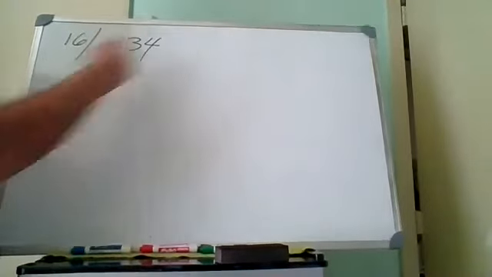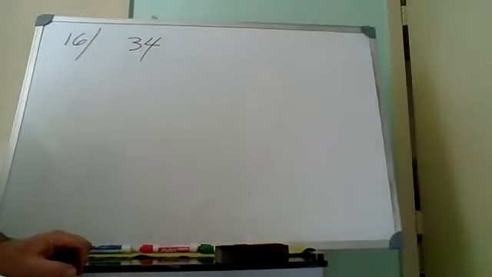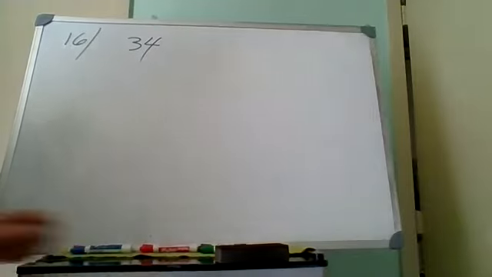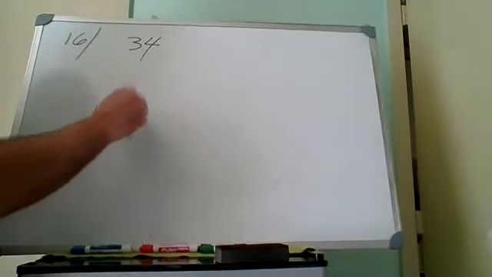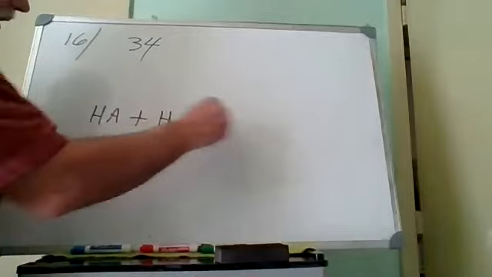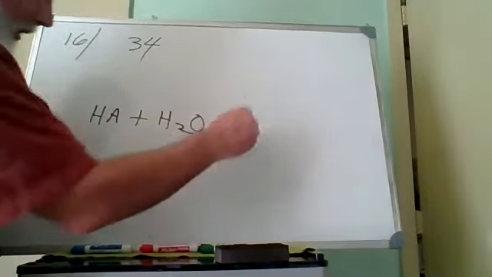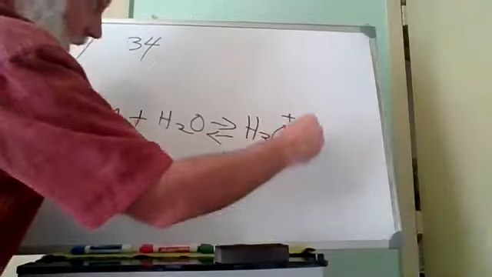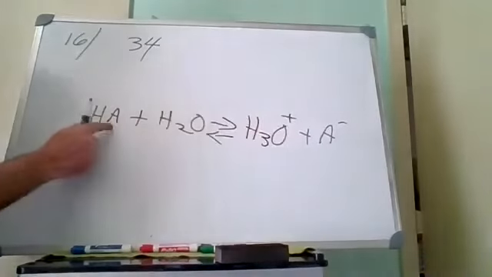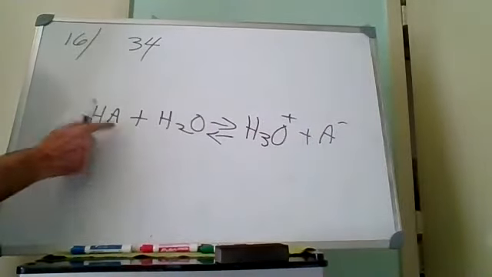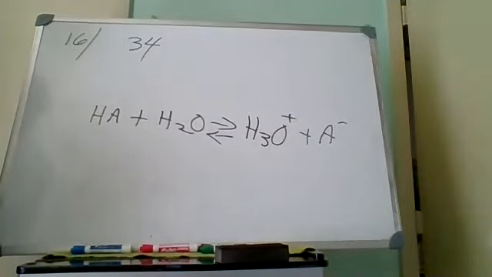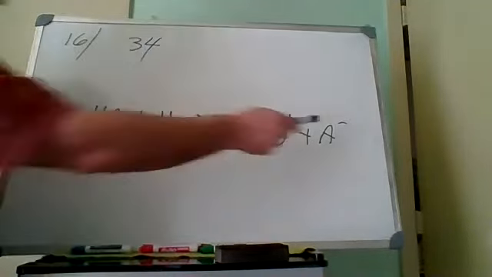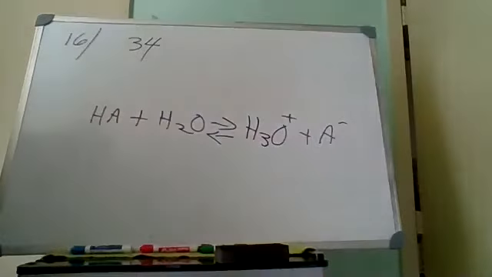I want you to do, so chapter 16, I want you to do 34. That's just writing acid dissociation constants. And remember, every one of these is going to be the same. HA plus H2O gives me double-headed arrow, gives me H3O plus A minus. You're going to have to put in the appropriate A for each of those four acids. Make sure you put a charge on it over there.